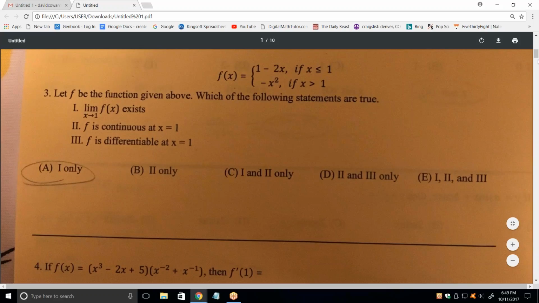How are we going to determine whether that's true or not? It's not so much if they connect. The limit exists if the limit as we approach 1 from the left equals the limit as we approach 1 from the right. So what is the limit as we approach 1 from the left, which would be using that function?